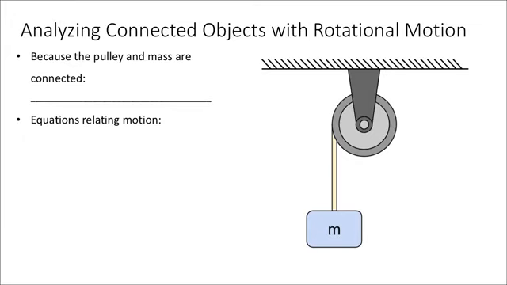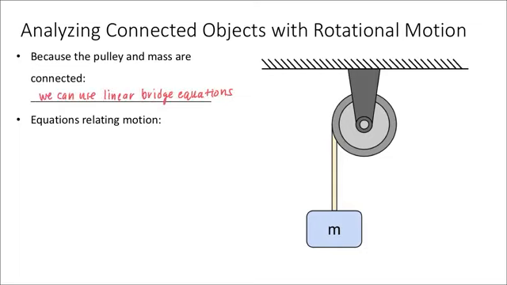What we saw before is that once the wheel rotates one entire time, the mass has fallen by one circumference of the wheel, essentially. And so this is exactly the same situation as when we have an object that's just rolling on the ground, except there are two objects connected here. So because the pulley and mass are connected, we can actually use the linear bridge equations to relate the motion of the pulley to the motion of the mass.